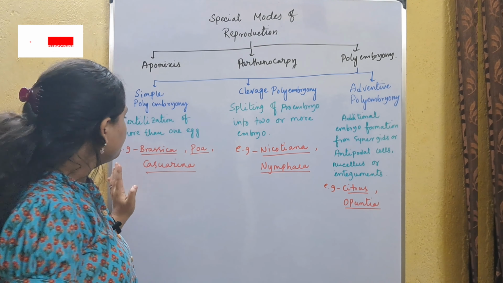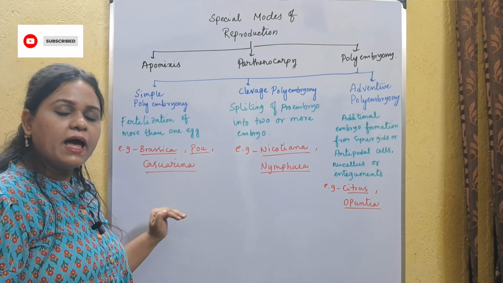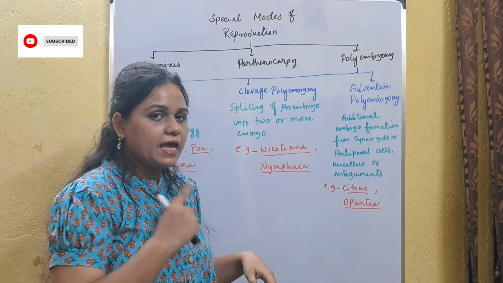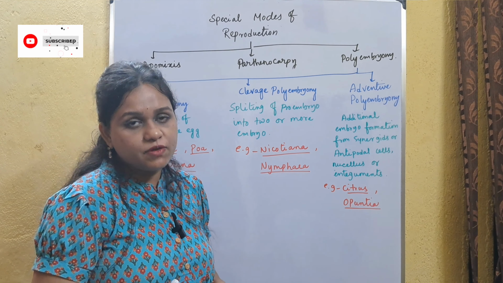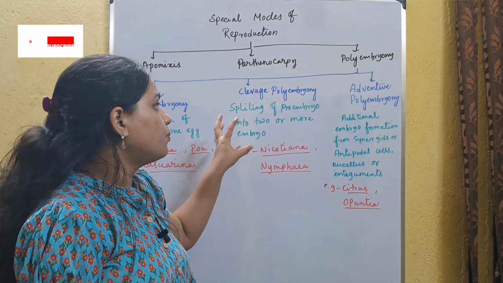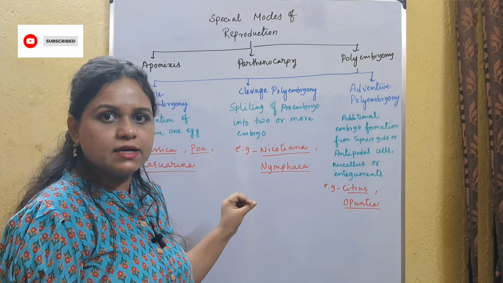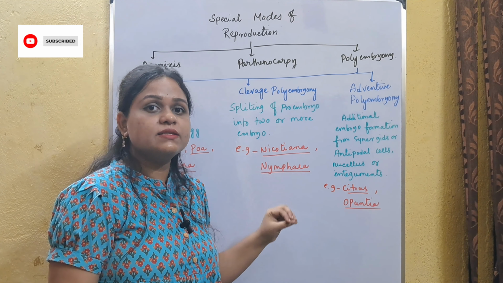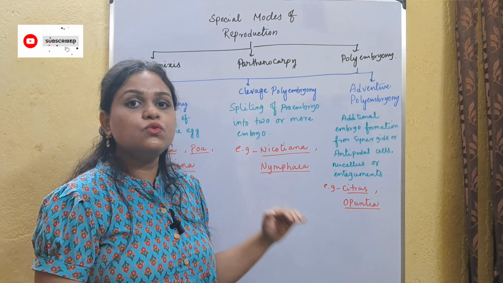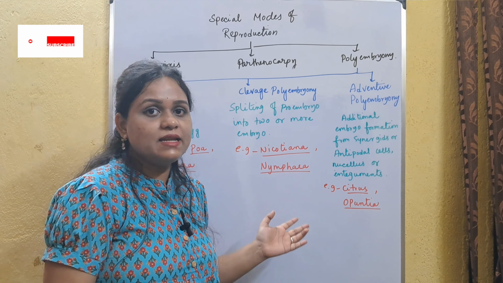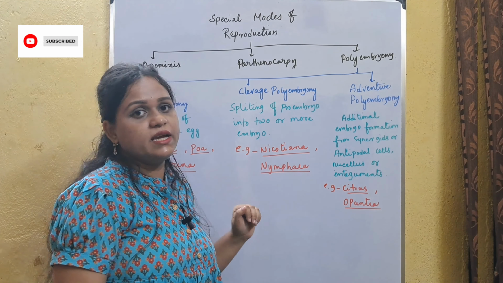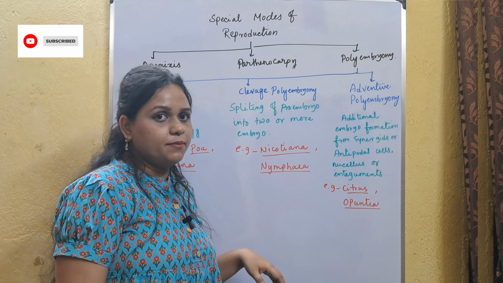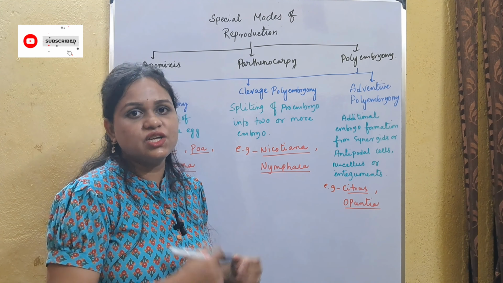It is very simple. It is seen in Brassica, Poa and Casuarina plants. Now, cleavage polyembryony, as the name implies, there must be a cleavage occurring. So the pro-embryo, we have already discussed pro-embryos, undergoes further splitting and forms two or more embryos. It is seen in Nicotiana and Nymphaea plants.